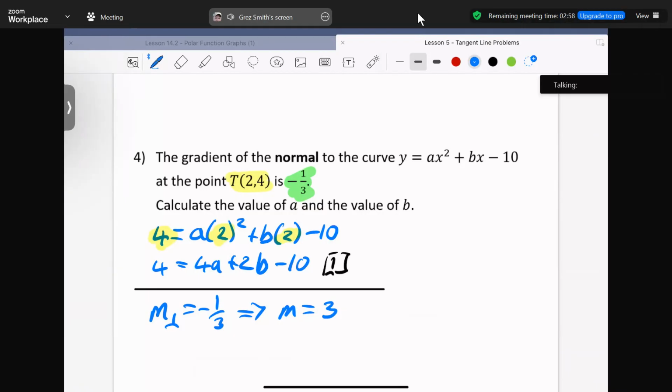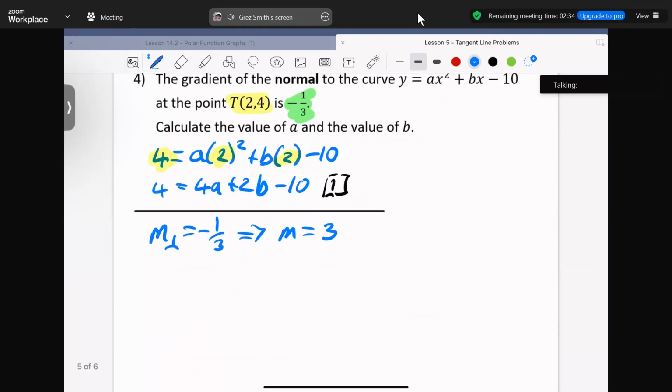Key concept lesson number 1. The derivative's value is the same as the gradient of the tangent. So if the gradient of the tangent is 3, the derivative's value will be 3 at a particular point. Now, is it going to be at x equals 2 or x equals 4? 2. 4 is a y value.